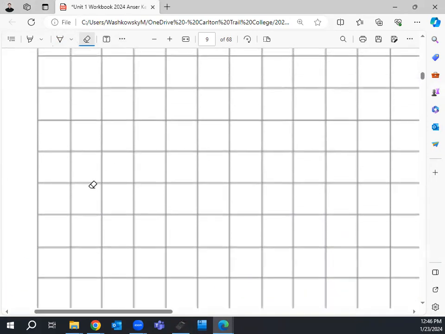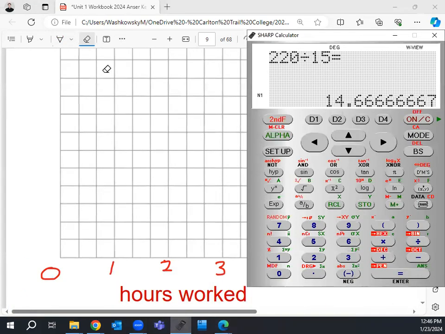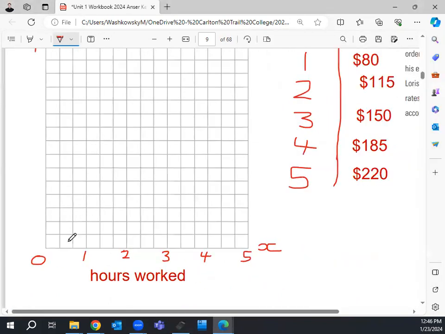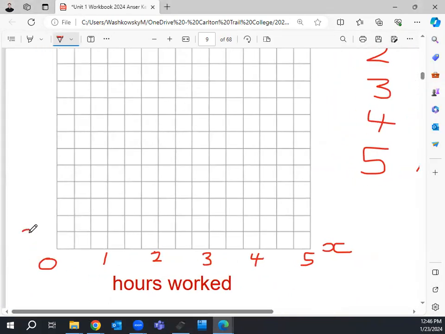You want to pick an easy number, right? I'm going to pick a nice easy number that's bigger than this. I'm going to go with 20. Maybe you decide I'm going to go with 15, but I'm just going to go with 20. So each line that goes up is going to be an extra $20.